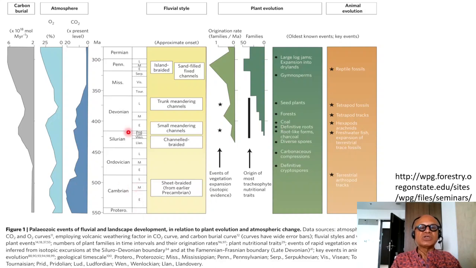Vegetation evolution along the way is shown here in terms of origination rate in families per million years and number of families, along with some species mentioned here in terms of forests, seed-bearing plants, flower-bearing plants, and so on. But the most important thing that this paper points out is that the Paleozoic landscape, fluvial and landscape developments were heavily affected by vegetation.